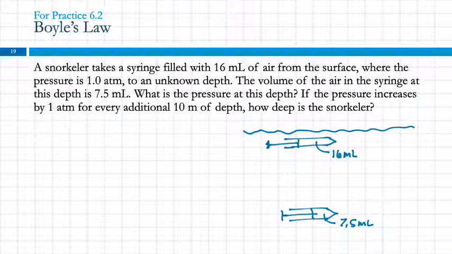Well, they told us that the pressure up here was 1 atmosphere. You could have a problem like this where they don't tell you that the pressure at the surface is 1 atmosphere. You should be able to figure that out. If this is the ocean, at the surface of the ocean, that is sea level, right? Pressure at sea level is 1 atmosphere.